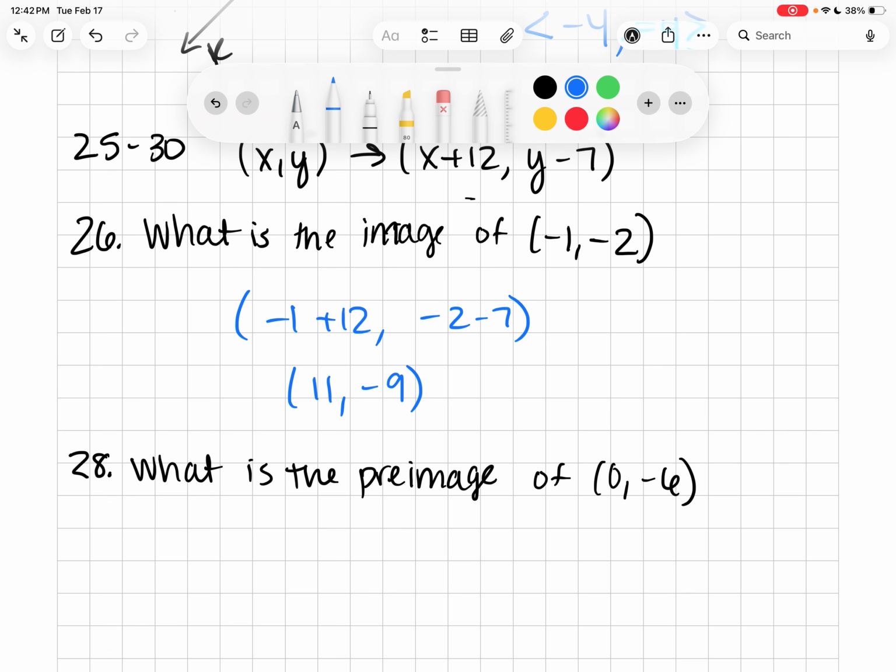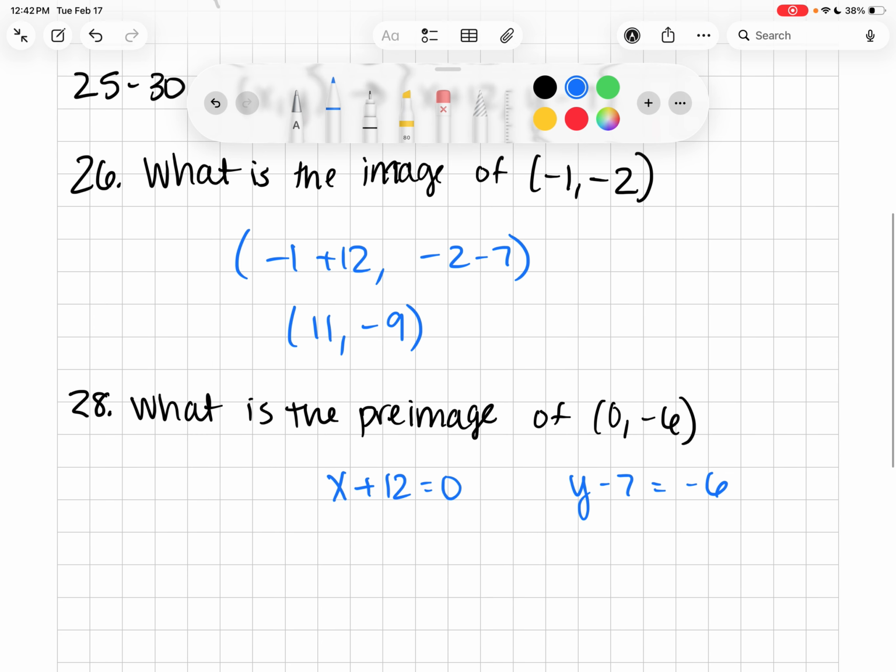So what I would do is I would set each of these pieces equal to this value. So I would do x plus 12 equals 0, and then I would do y minus 7 equals -6. And then I would solve them down. So we subtract 12, so x equals -12. And then over here add 7, so y equals 1. So then our answer would be (-12, 1).